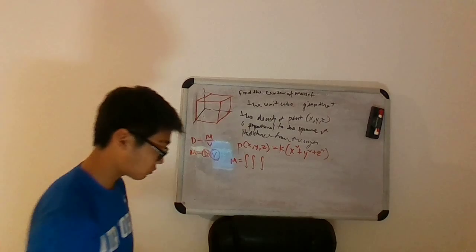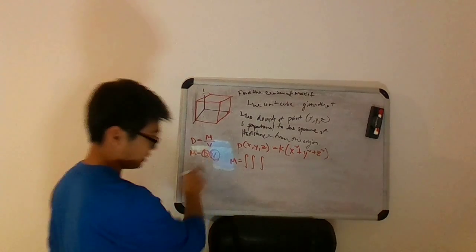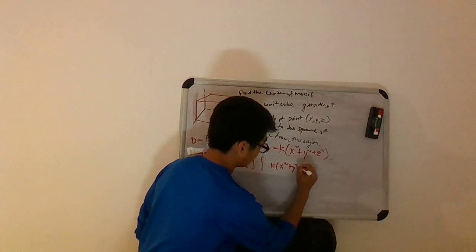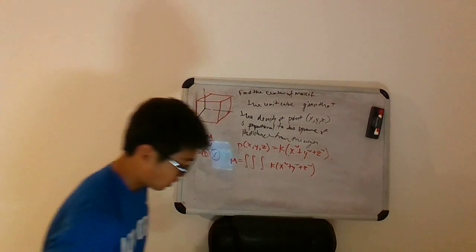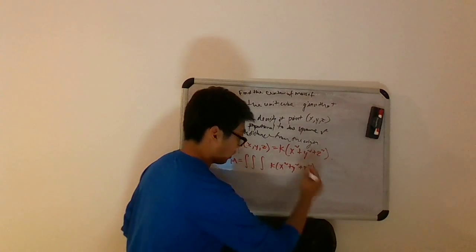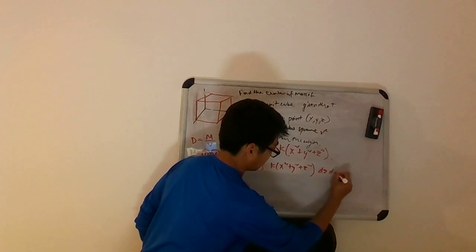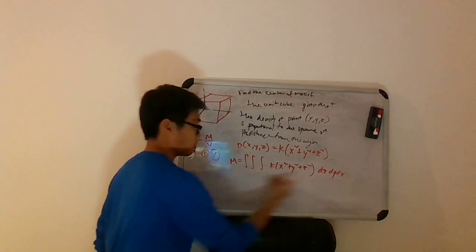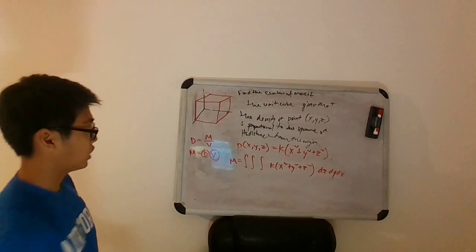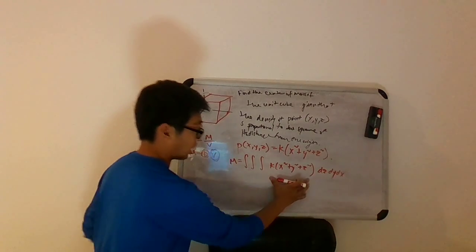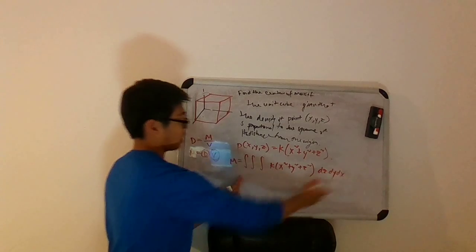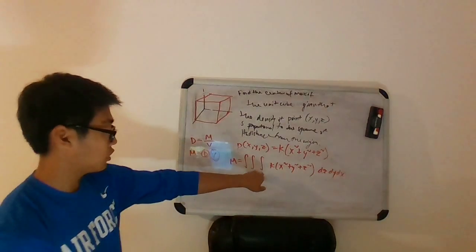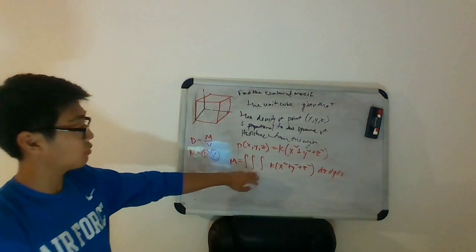And so using all of this information, we can determine that mass is equal to the triple integral, which is essentially the volume, of the density, which we determined here is k times x squared plus y squared plus z squared. And then we're going to integrate it dz, dy, and then dx. And so this is our expression for mass, because we know that mass equals density times volume, which is determined by the triple integral.